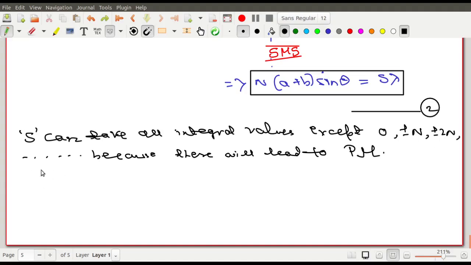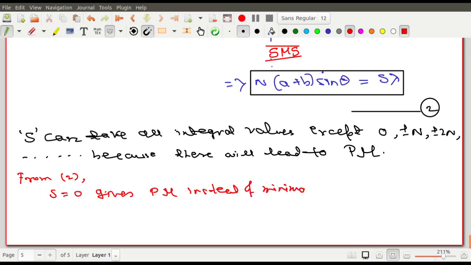Let me make the explanation clearer from 2. From 2 you see that if I put s equals 0, it gives principal maxima instead of minima. It is not giving minima, and you are doing this for minima, right?